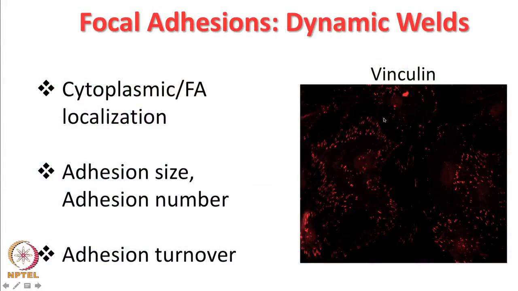Last thing is adhesion turnover, and that is what brings me to this term of dynamic wells. In order to migrate, the cells need to form adhesions and break adhesions at the rear. It is like a man walking: you put your first foot forward, you stabilize yourself, which is equivalent of forming a focal adhesion, and you dislodge your back foot so that you can again bring it forward.